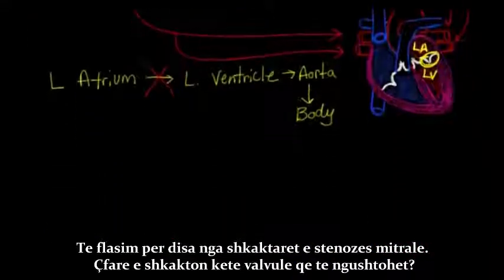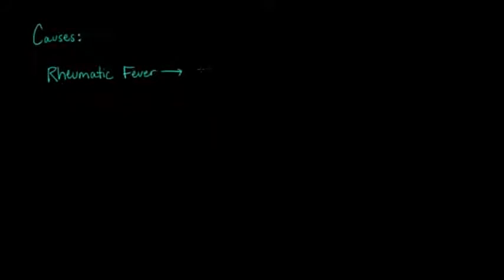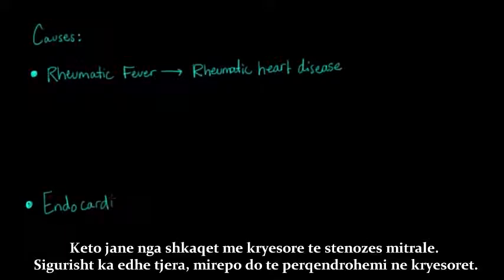So let's talk about some of the causes of mitral stenosis. What causes this valve to be tight? Well, you can have what's called rheumatic fever, or more specifically, rheumatic heart disease when it affects the heart. So another cause can actually be what's called endocarditis. And that's really an inflammation or an infection of the actual valve. And these are some of the major causes of mitral stenosis. There are obviously others, but I want to keep you focused on the major ones.